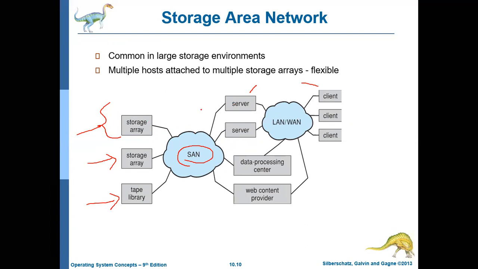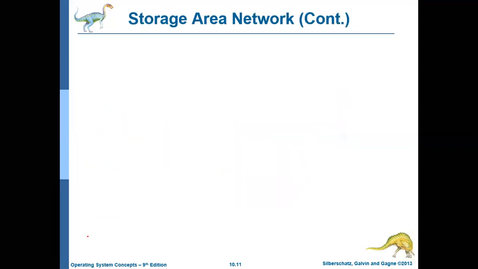The storage will be automatically allocated for these clients and servers from the storage area network depending on the need. Whatever storage is required by the server and the client will be automatically provided to them depending on their requirement. That is, these servers and clients may not have their own storage. They need not have their own storage. They may not have a separate hard disk, because they will be using this SAN, storage area network. And from this storage area network, the required storage will be provided to the respective servers and clients.